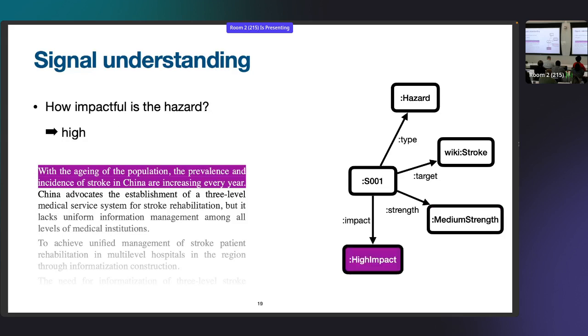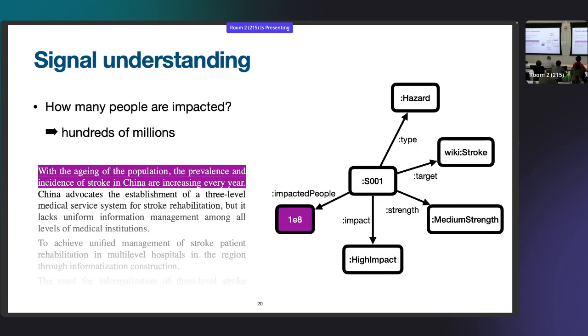Also, we have the assessment of the impact of the signal. What we actually ask the language model is how impactful is this hazard, and as options for the answer we have low, medium, and high. And in this case, we extract a high impact.